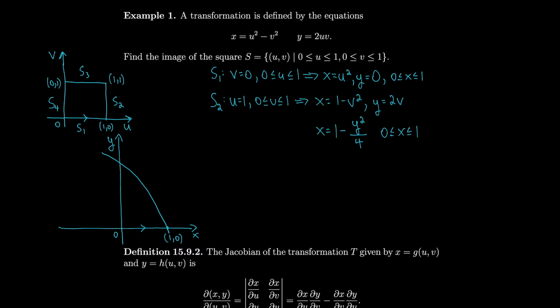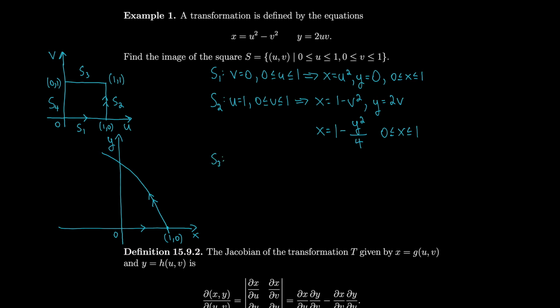Now, by the way, here are the arrows that map it. So this line segment over here, S2, it maps onto this parabola over here. Okay, let's do S3 now.